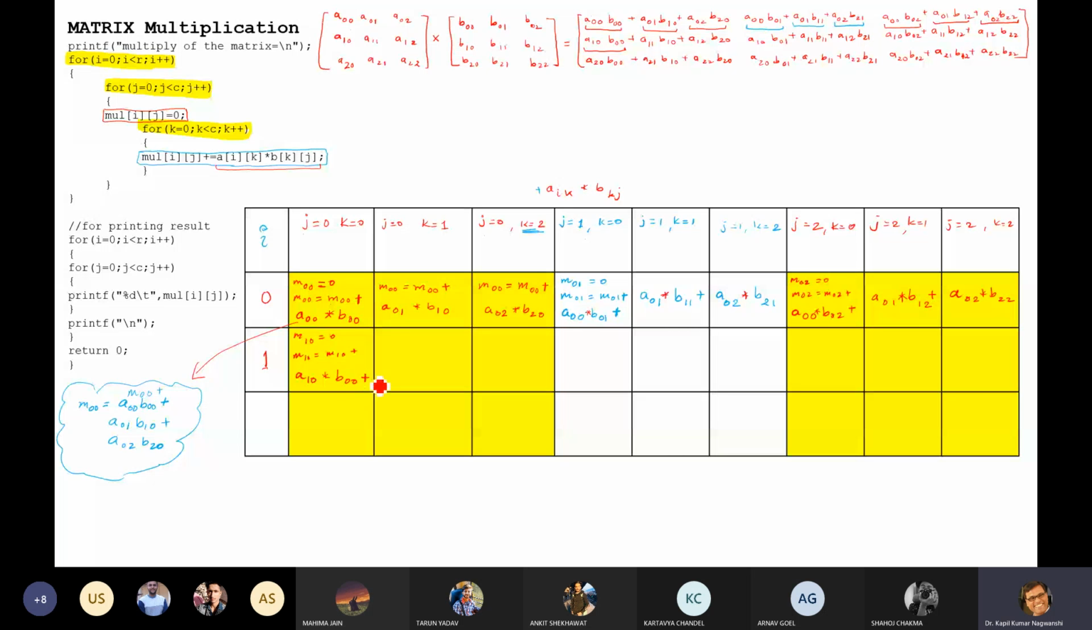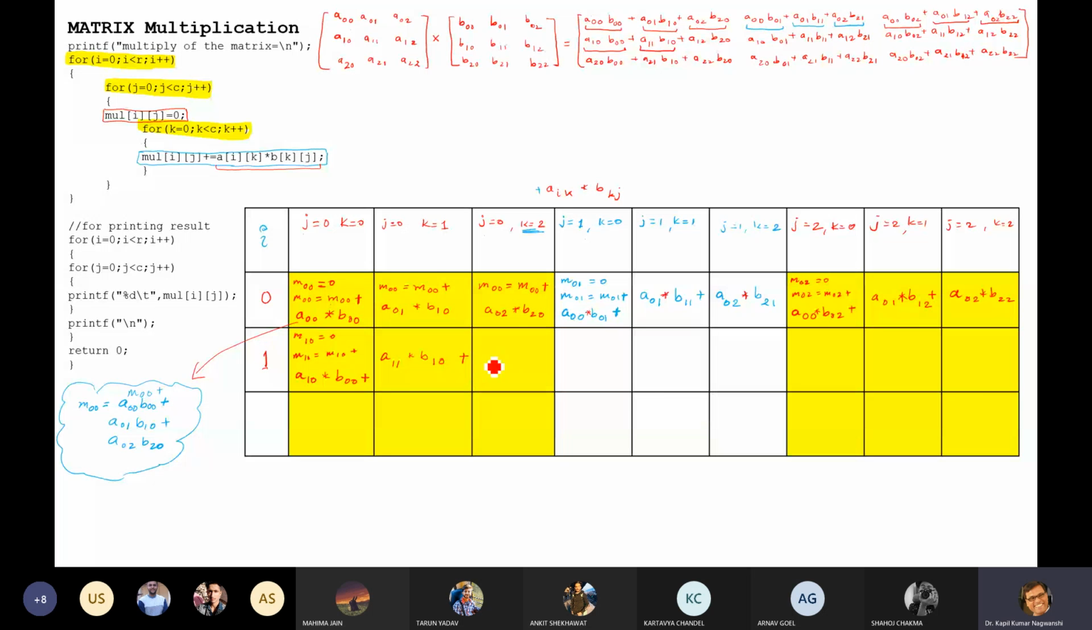Now I am adding plus only. Now come to next A IK. I is 1, K is 1, multiplied by B, K is 1, J is 0, so 1, 1 and 1, 0. Yes. Now yes, sir.